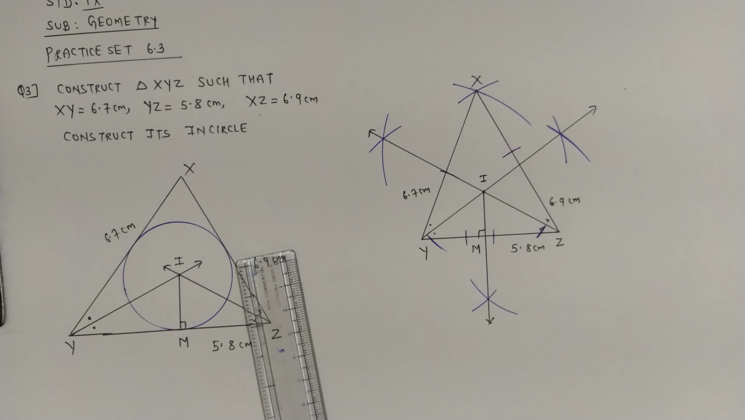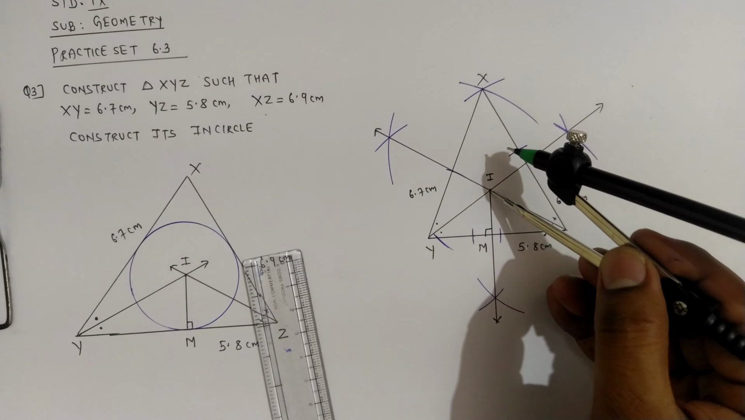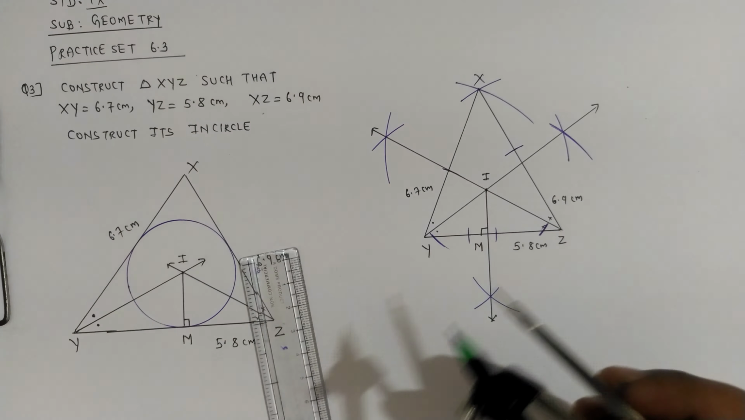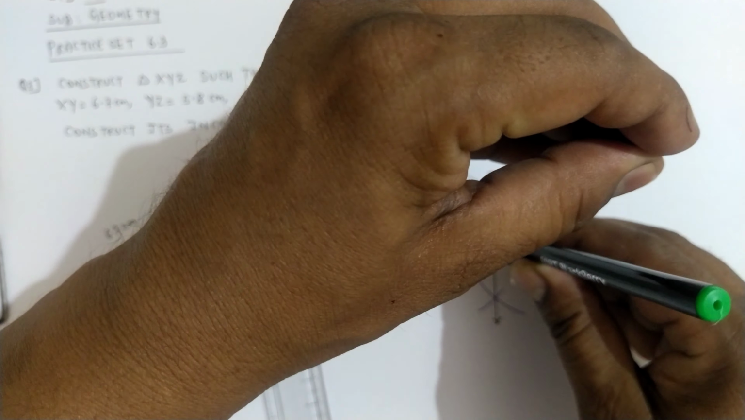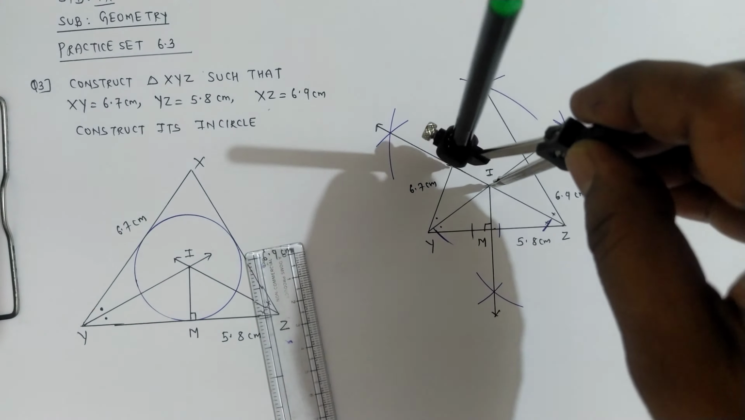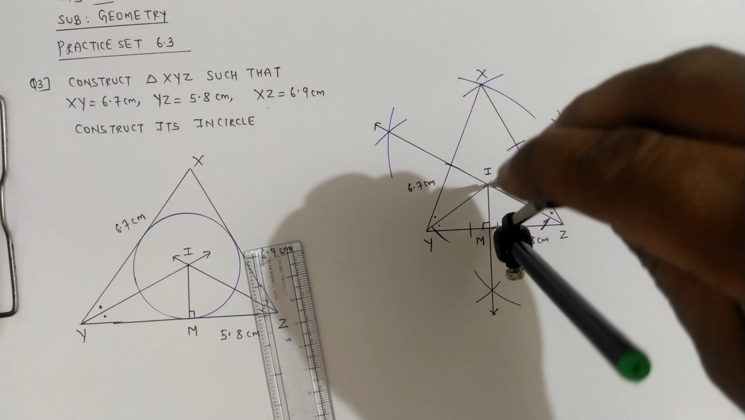This is the inradius for getting the incircle. Now see children, what we do after this. Now I'll keep the rounder on point I, and take distance IM. See now, I to M distance you can take. You can just adjust that so that you can get the incircle. Sometimes the incircle you may not get perfectly right. It's okay. For that a lot of practice is required.